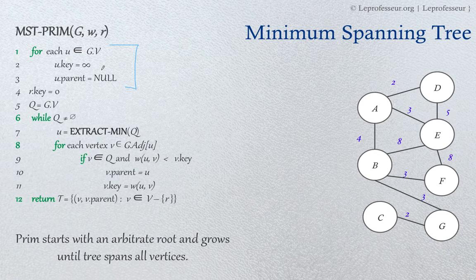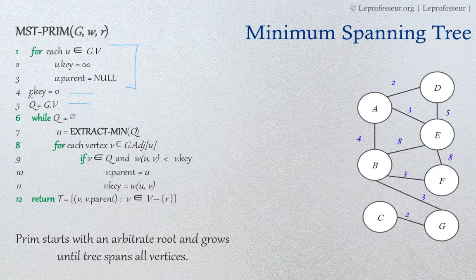Okay, why are we using the parent field? Because that will give us the tree. Which is the parent of which node? So that way we're going to construct the minimum spanning tree. Okay, line number 4 says that select an arbitrary vertex and make its key 0. Step number 5 is initializing a queue.